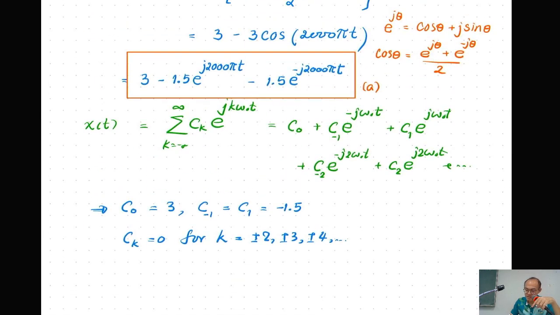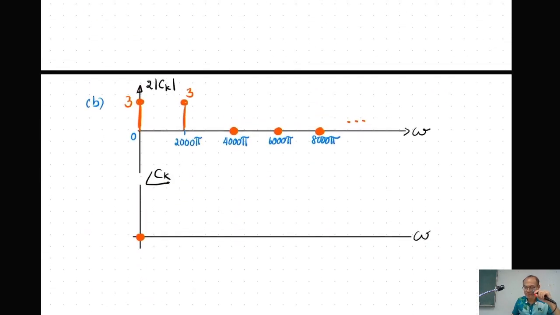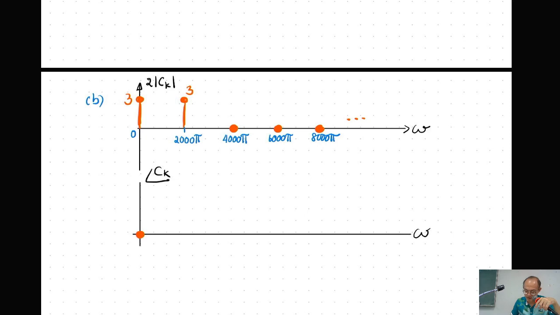Now what about the phase at omega 2000 pi? What do you think? The phase of this signal is what? Is it 0 or is it pi? It is pi, right? So how do I know it is pi? Because we have a negative sign here. And we know that the angle of the cosine has to be added by pi for it to become negative, right? So the phase is pi at frequency 2000 pi.